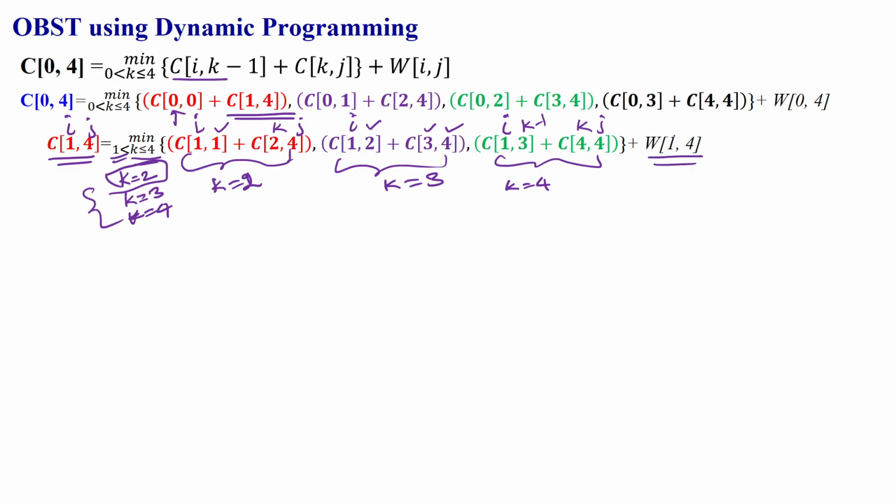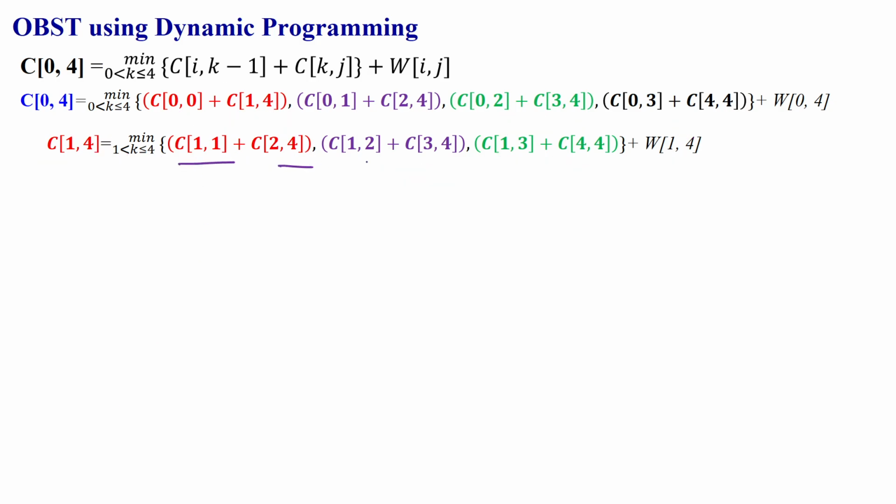Now this is i comma j. Again you see we divide the problem 1 comma 4 into again small problems. So for this bigger problem, again we got so many smaller problems, right? So again we have to identify the values.